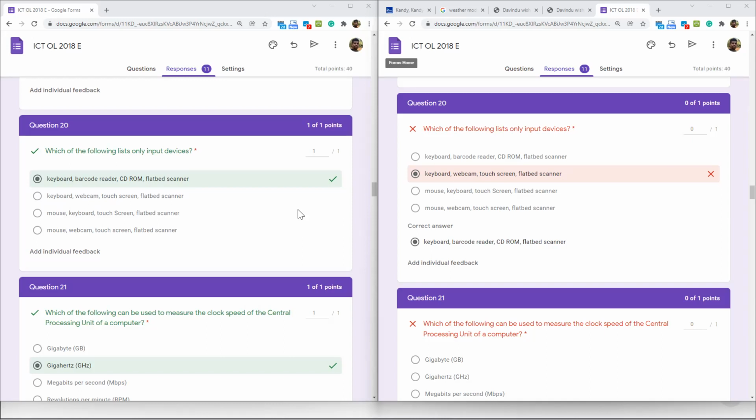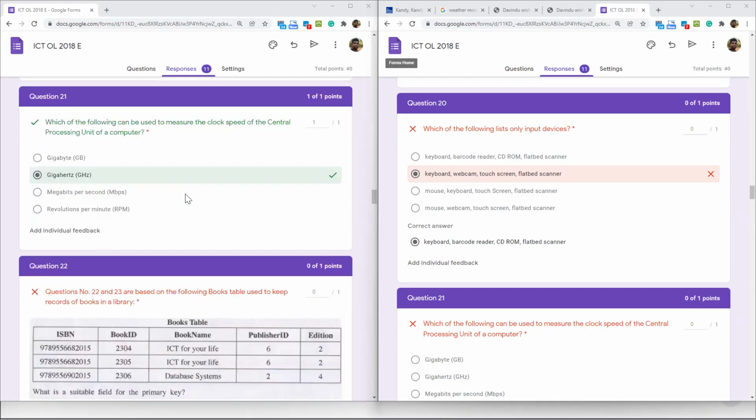So we have keyboard, webcam, touchscreen. You have both input and output, so the second one is out anyway. Third one: mouse, keyboard, touchscreen, flatbed scanner. Touchscreen is both input and output, you cannot take that. Fourth one is also the same. So the only answer we can think of is the first one. Again, there's a small mistake in the first one. CD-ROM we usually consider not as an input, but as storage. So that's question number 20.